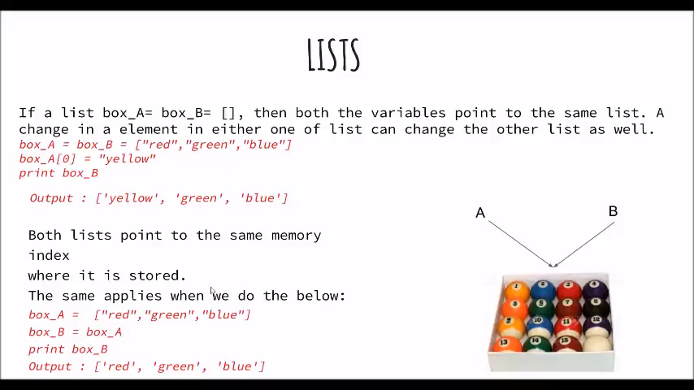This applies even when we do the following. Say you have the box A of red, green, and blue, and you assign the list A to list B. So now they both point to the same location, and if you try to print the box B, you would get red, green, and blue.